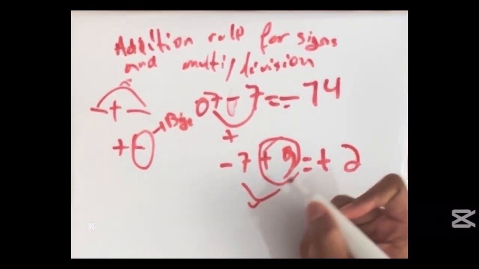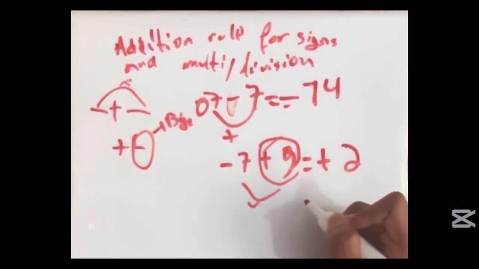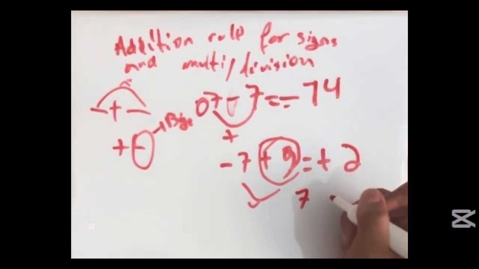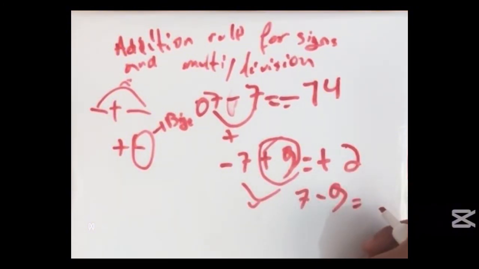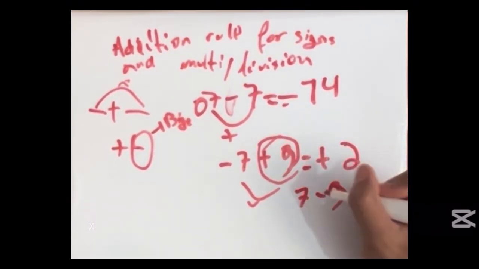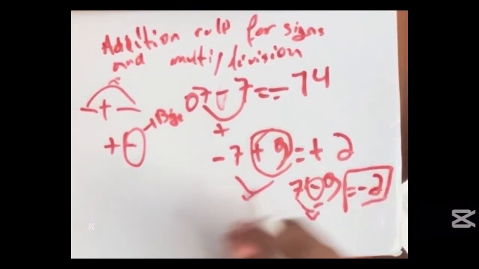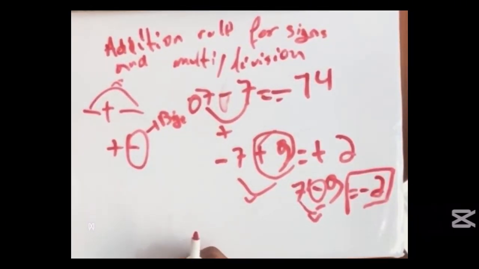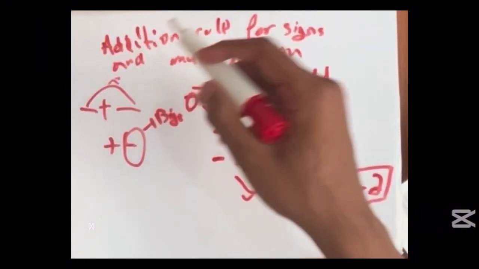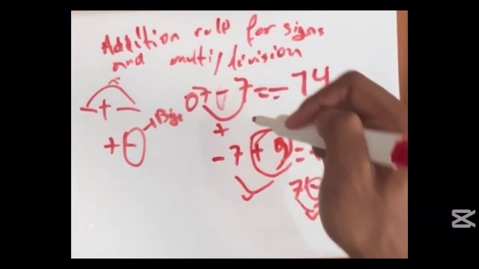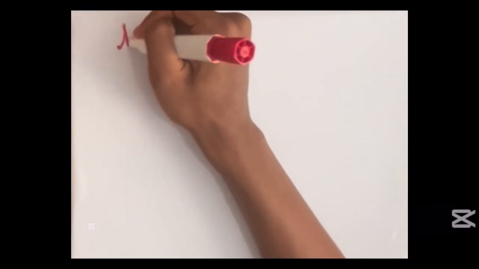So let's say it was the opposite. It was 7 minus 9. Well, you're probably saying, oh, that's easy, but no. As we said, we're gonna subtract these two numbers, and we're gonna keep the sign of the biggest one. So it's gonna be -2. So this is basically all you need to know for the addition rules with different signs. Now we're going to explore the multiplication rules.